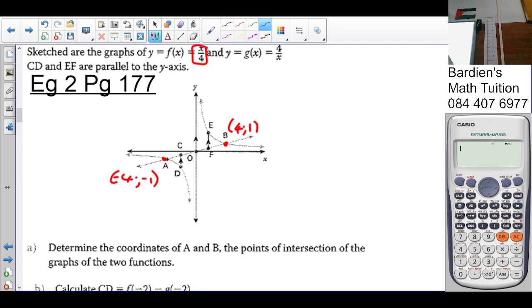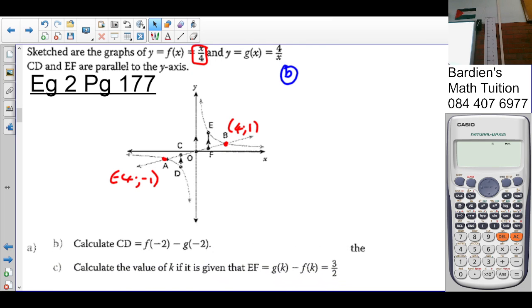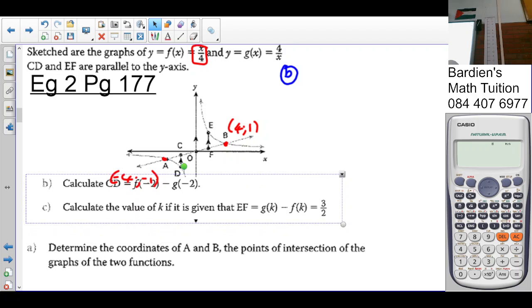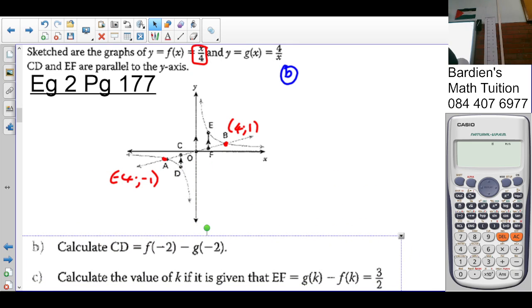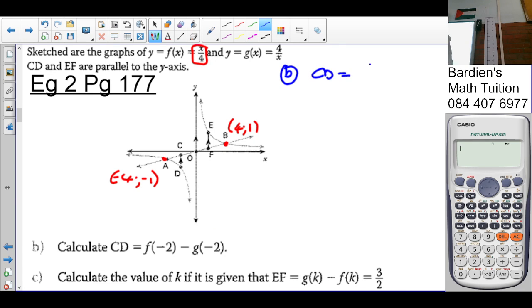Okay. Let's look at number B. In B, we are told calculate CD. CD equals f of minus 2 minus g of minus 2. CD, which is this length here. Can you see that, people? They set it up for you already.